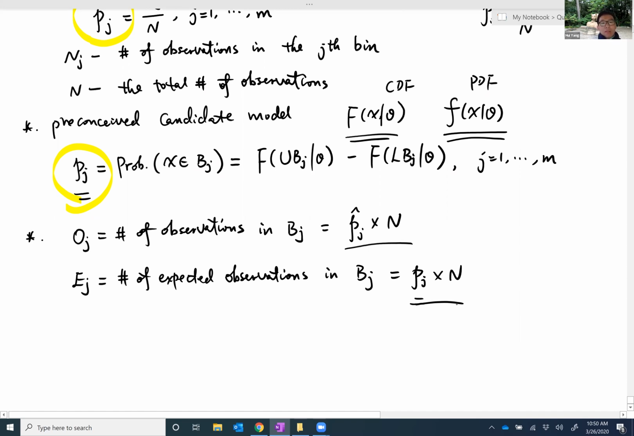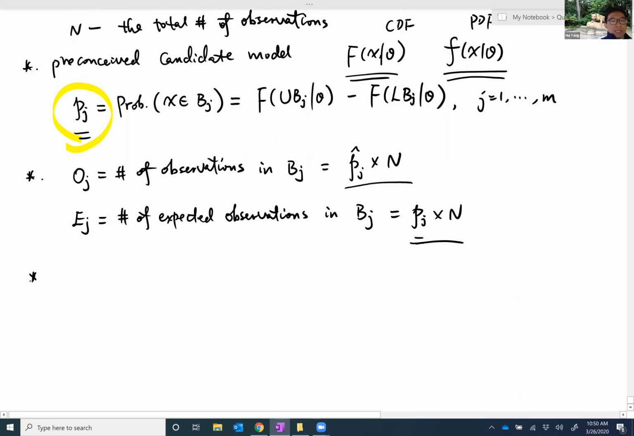Okay. Now, we will get a test statistic, which is called S squared. This will equal the summation from J equals 1 to M of (OJ minus EJ) squared divided by EJ. And obviously, EJ is the expected observation. It's greater than 0, and this is a square. So those are the differences between what you have observed and what you expect to happen in bin J. So this is greater than 0.